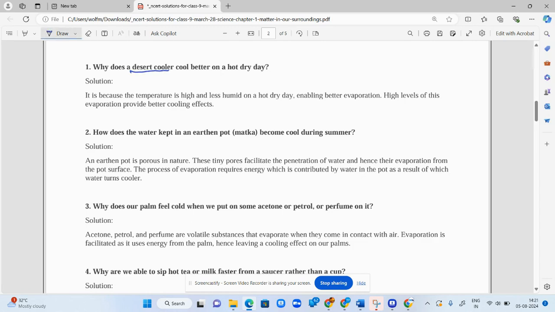Okay. So you know what? Do you all know why we place the AC on the top? Why can't it be placed at the bottom?